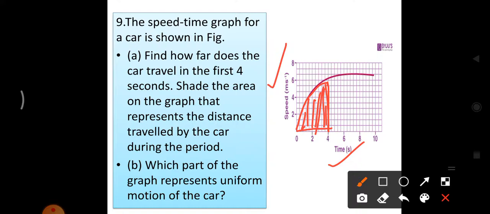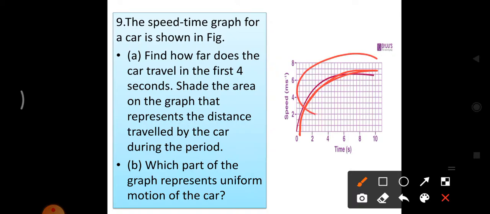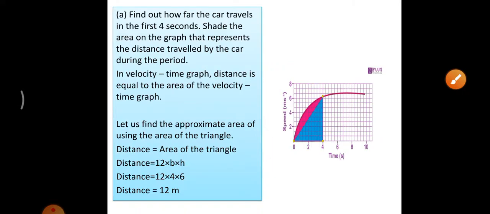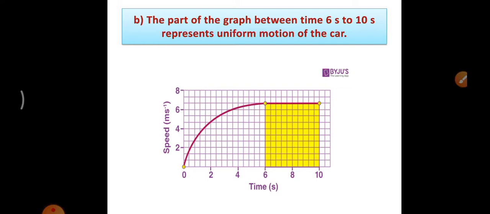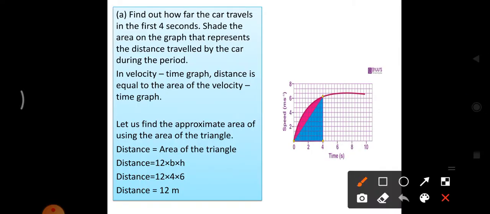In question B, which part of the graph represents uniform motion of the car? So this is the graph shape. Which part of the graph shows uniform motion of the car? You have to answer these two questions. The first question: find out how far the car travels in the first 4 seconds. Shade the area on the graph that represents the distance travelled by the car during the period of 4 seconds.